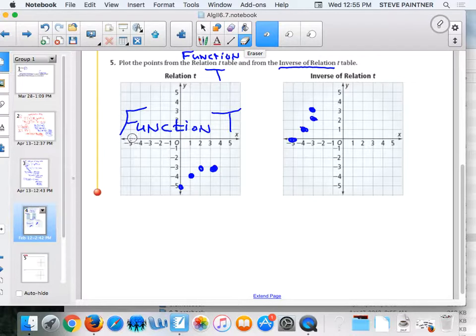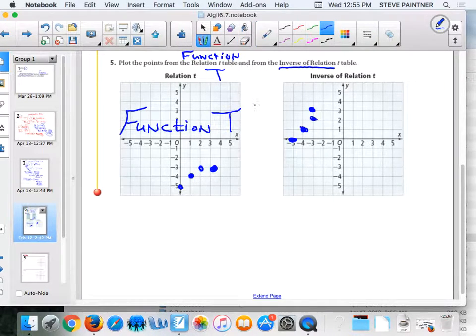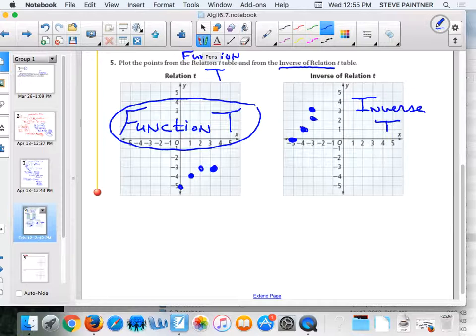Okay, so here's function t, and this is the inverse of function t, inverse t. There's a symbol in algebra for the inverse. It's just this: t to the -1 means the inverse of t. If you want to write it the shortcut way, there it is.